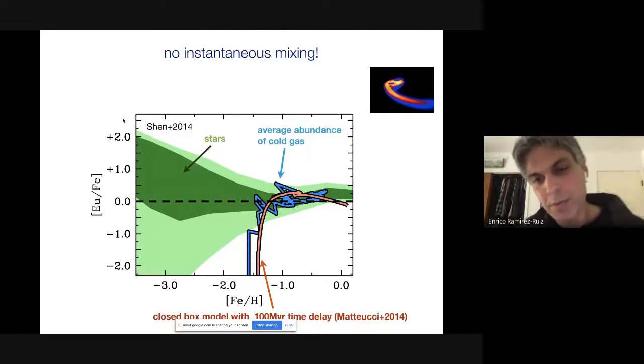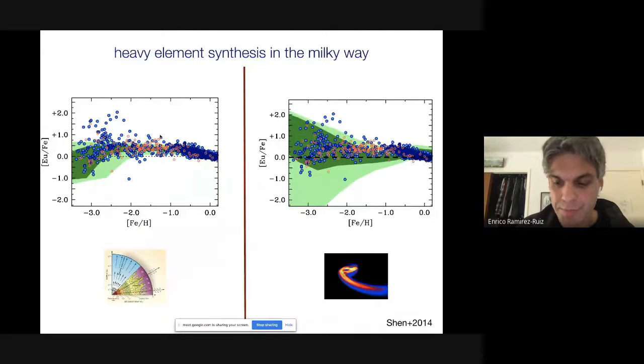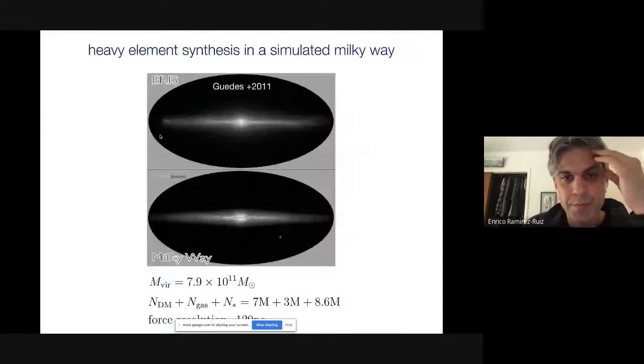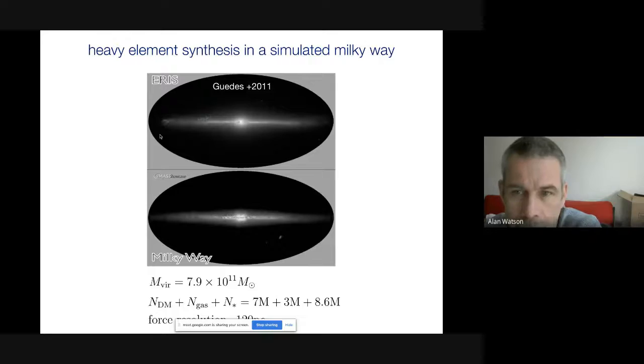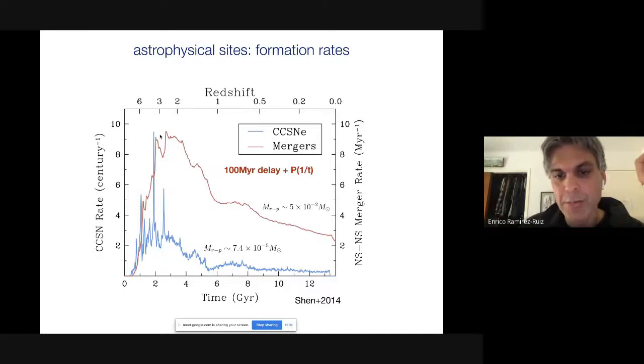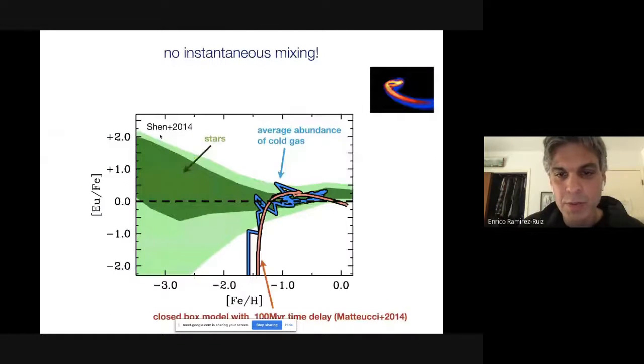Okay, so this is the result of the simulations that we did. These are done with the Earth simulations, which are basically aimed to produce something that looks like the Milky Way. We inject both mergers and core collapse supernovae. We assume that the mergers trace the stellar mass, while type 2 trace the star formation rate. So if you take the simulation and you treat it as a closed box model, which is basically I just take the average abundance of cold gas, I get this blue line. This is a closed box model, from Matteucci with 100 megayear delay.